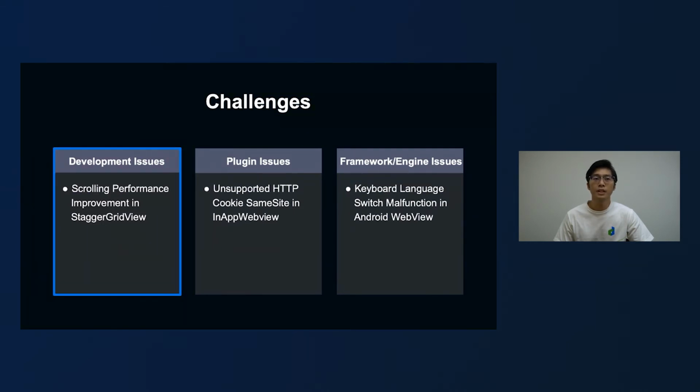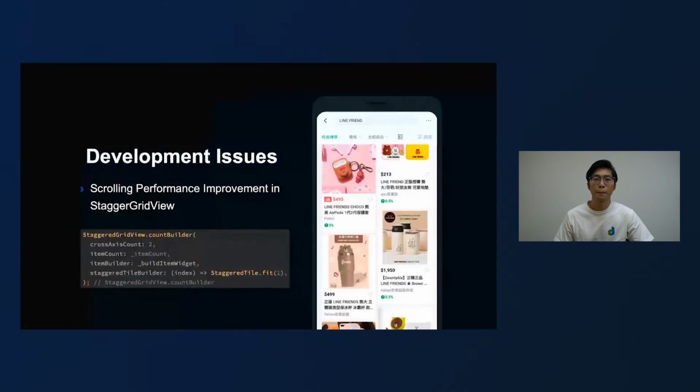The issue I mention here is scrolling performance improvement in staggered view. As you can see on the phone screen, we want to show the product result in a grid view with staggered effects, so we use a plugin called Flutter staggered grid view. However, there is one problem. The staggered tile with fit option will calculate its height based on its content. If you have dynamic content, it will affect the performance while scrolling.